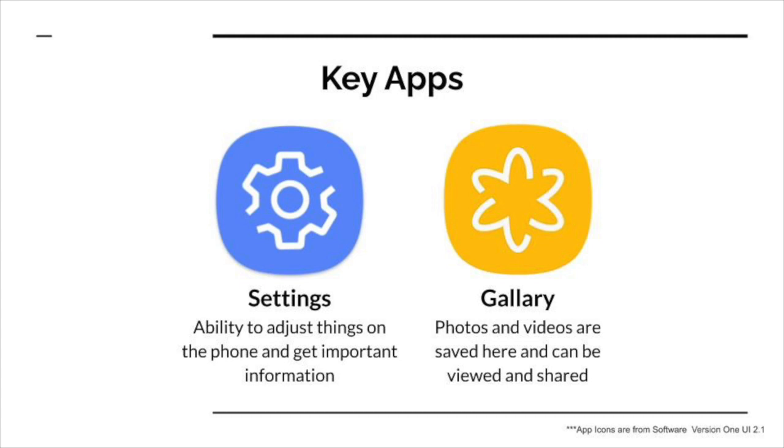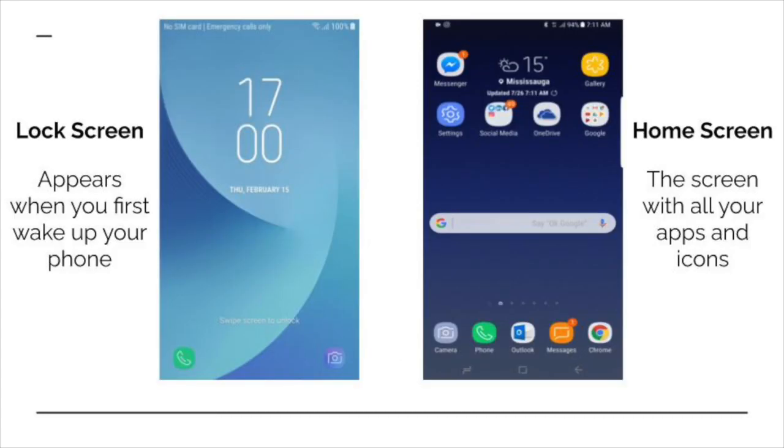The first app is the settings. This is typically a gear icon, and here you'll have the ability to adjust things on your phone or get any important information you need. The second app is the gallery. This is typically a flower icon, and here you're able to access any photos or videos that you've saved or taken on your phone.